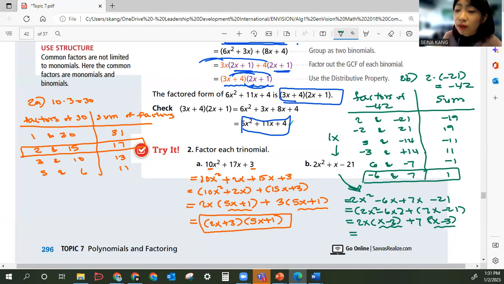So using the reverse distributive property, you can factor out 2x plus 7, multiplied by x minus 3. And that is your factor for the trinomial. Check your answers, see if you got everything right. And review if you haven't got everything right.